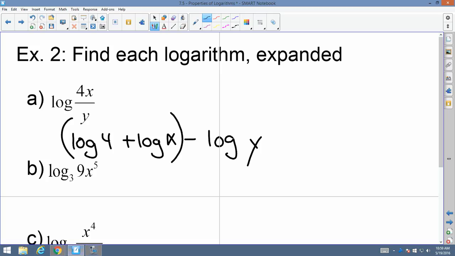No, buddy. This is not 4x. This is 4 times x. Log of 4 plus log of x. You can have log of 4x, but it's not expanded. For this one, I've got log base 3 of 3 squared, because that's what 9 is, plus log base 3 of x to the 5th.